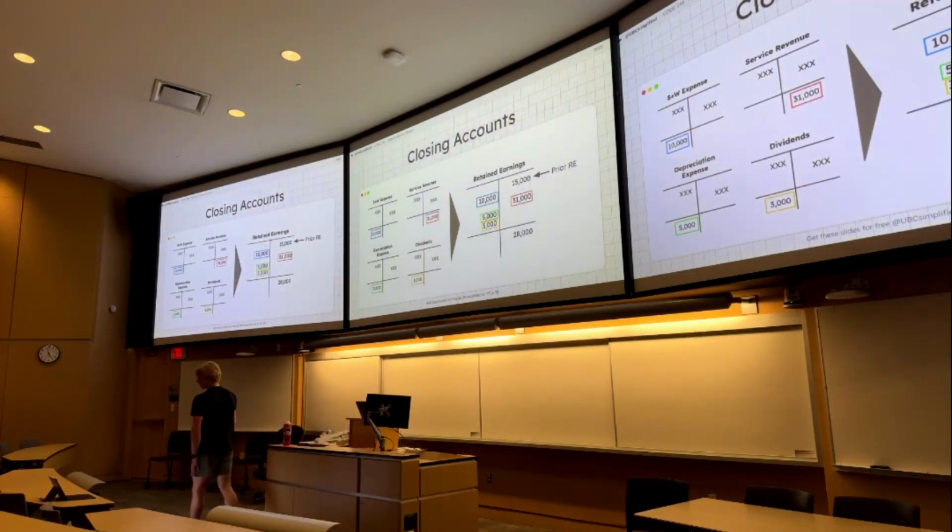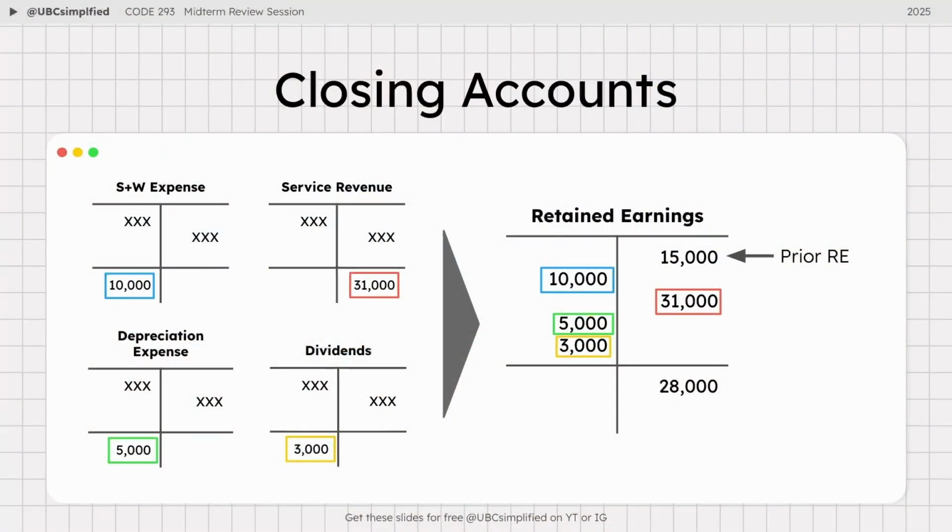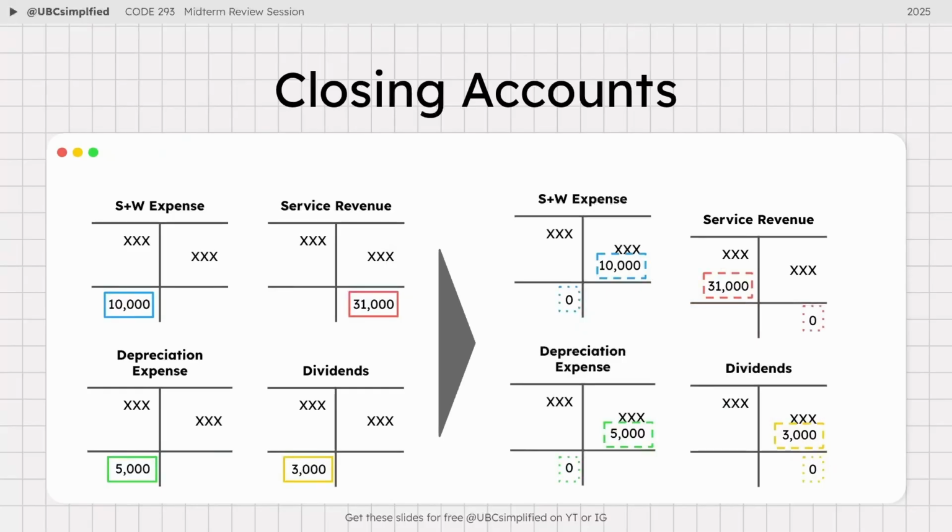So as you can see here, it's just an example of how we close this account. We have service revenue. We credit service revenue to increase it because it's on the right, and then to balance that out, we have to debit it, just to make it even there. So you zero it out, as you can see here.